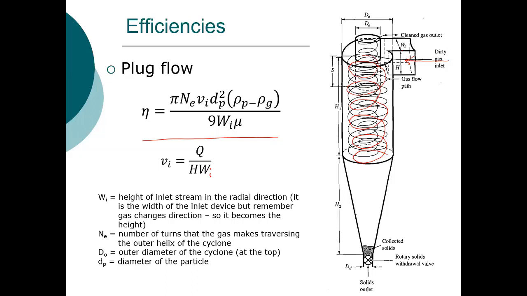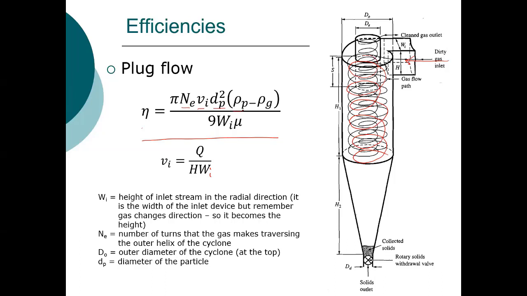And so notice, just as we talked about, as N increases, as body length increases, efficiency increases. As velocity increases, the efficiency will increase. As the diameter of the particle increases, efficiency will increase to the square of that diameter. So diameter will play a significant role.